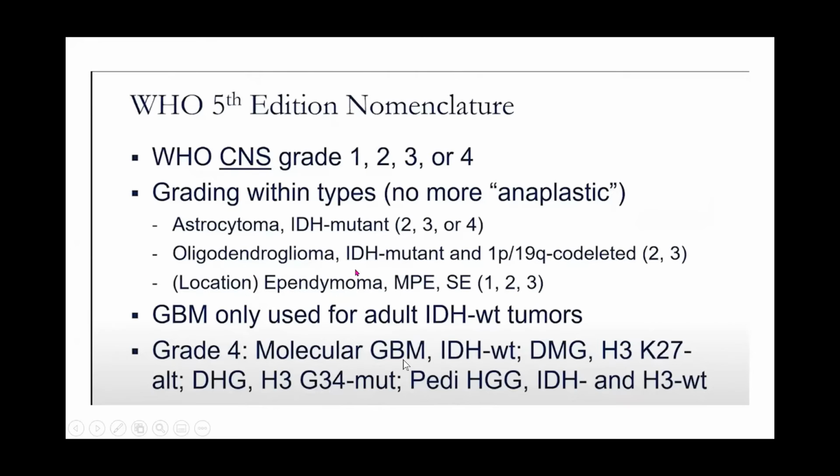In the oligodendrogliomas, you have IDH mutant 1p19q deleted tumors, which can be grade 2 and 3. And in the ependymomas, you may or may not grade it histopathologically, depending on if you have methylation profiling or not. Whereas the term glioblastoma is now only used for adult IDH wild type tumors. Any high-grade glioma with microvascular proliferation and necrosis, which is IDH mutant, needs to be called an astrocytoma WHO grade 4.